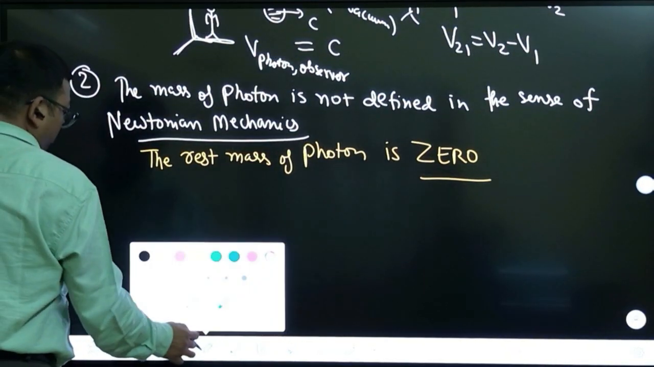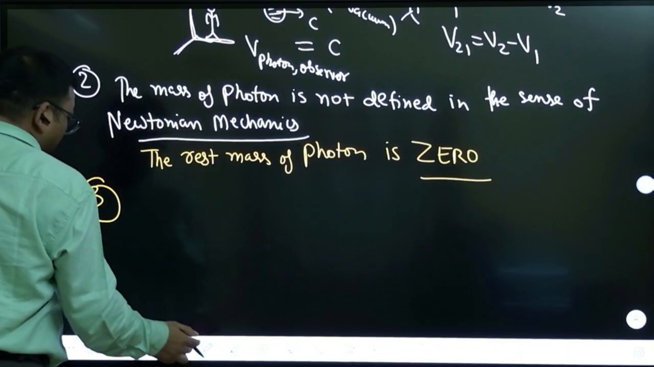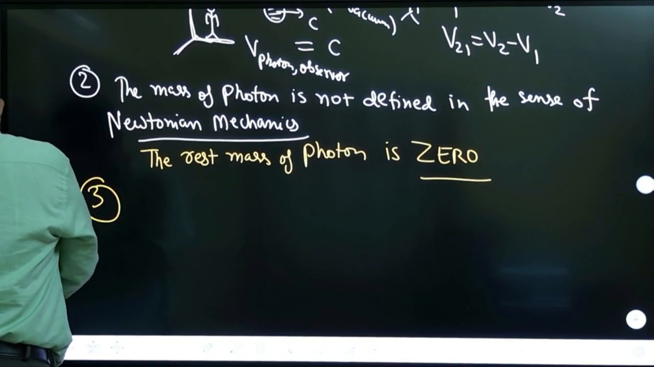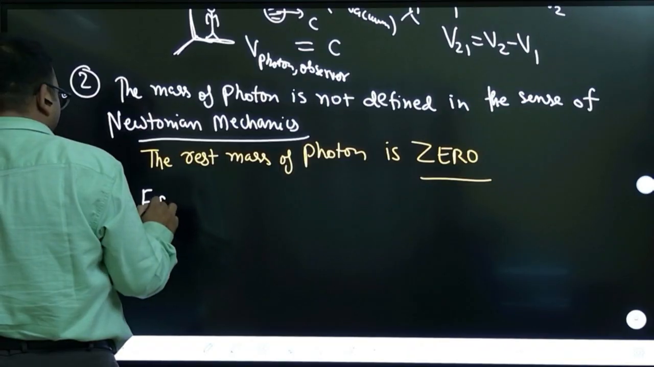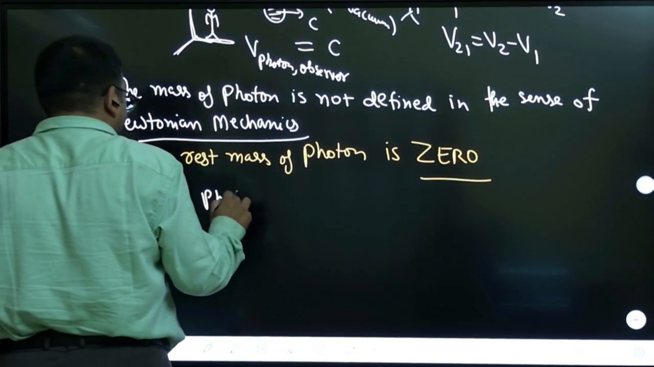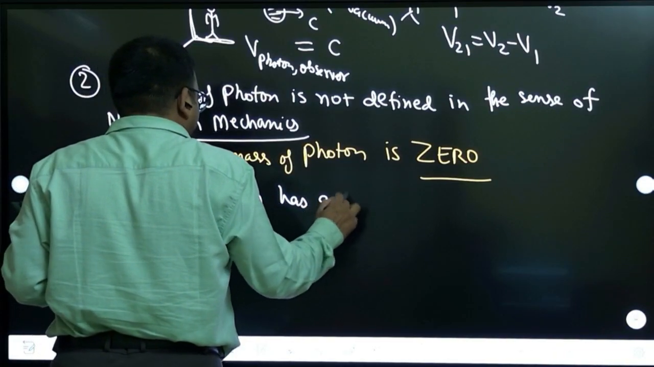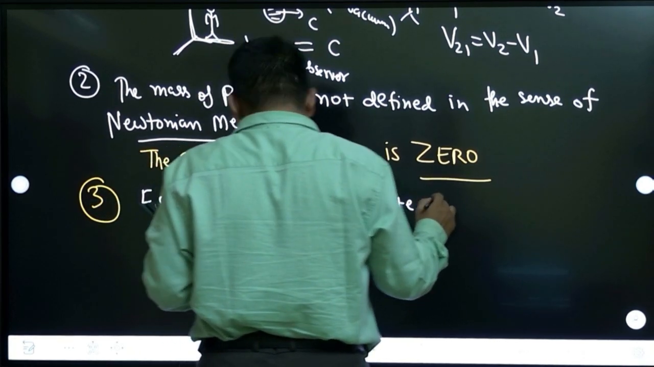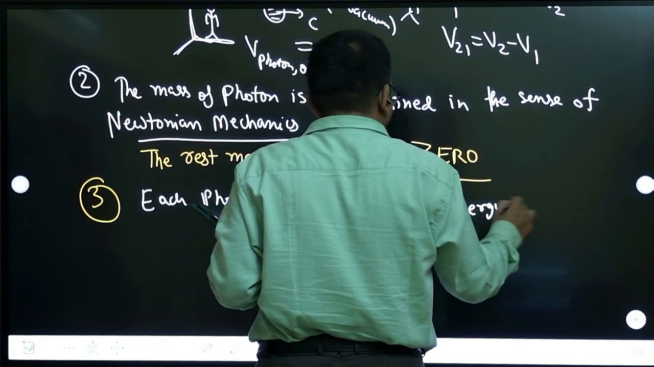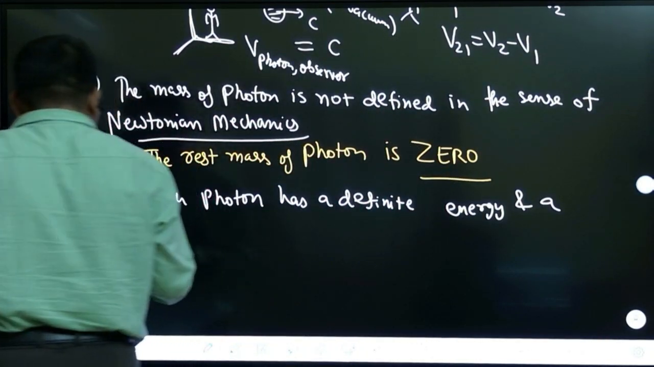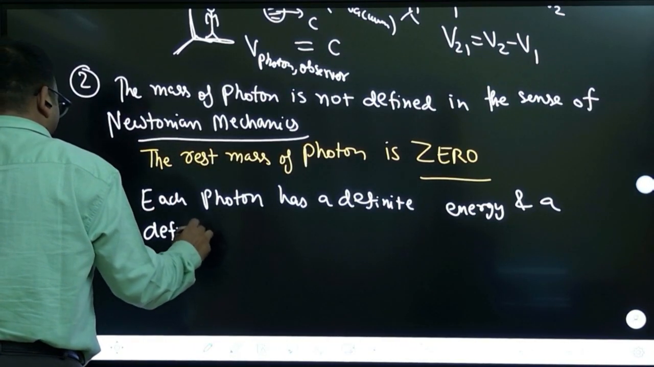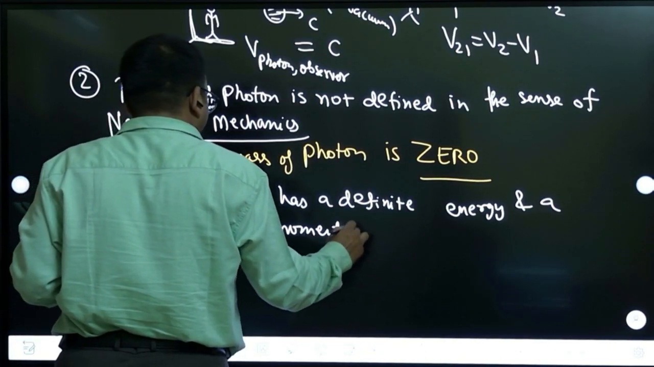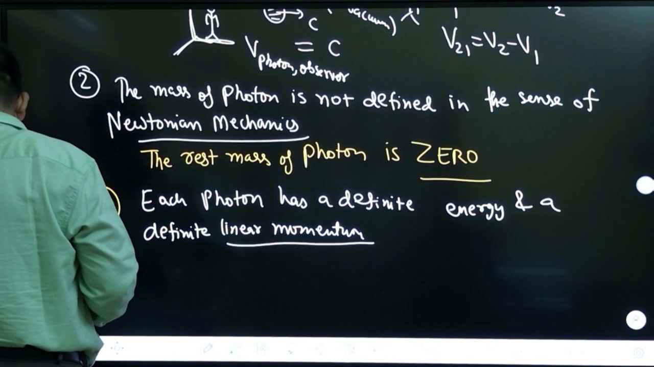Next, many contradictory ideas will come, so you should clearly understand what the theory is. Each photon has a definite energy and a definite linear momentum, definite momentum.